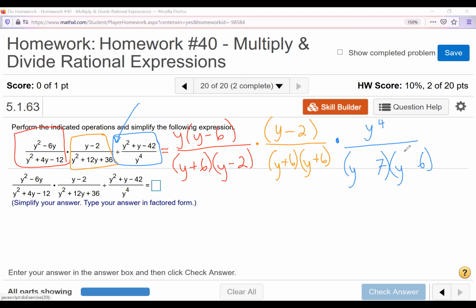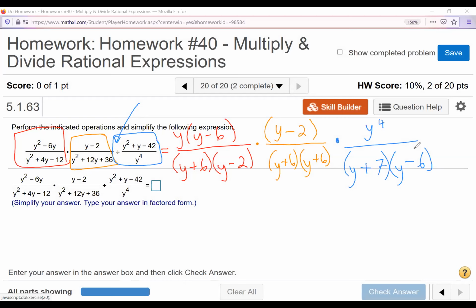Since that's positive 1, I need my bigger number to be positive, smaller number to be negative. So that's y plus 7, y minus 6. Okay, so feel free to just pause and make sure you got all that. None of that was new though. I mean, it's just a lot of factoring.